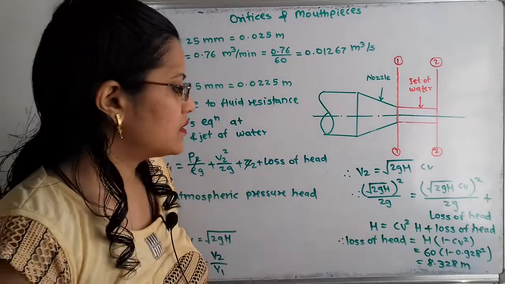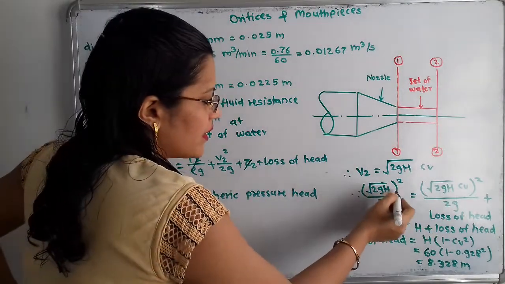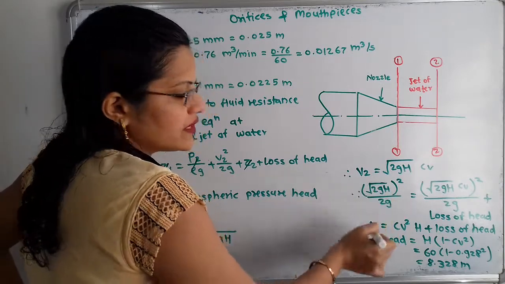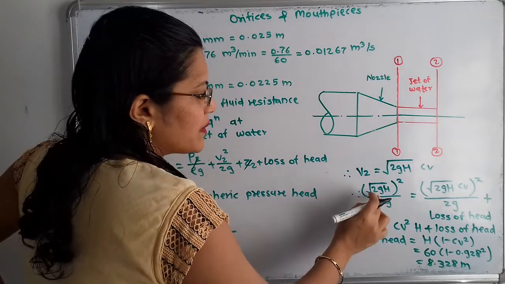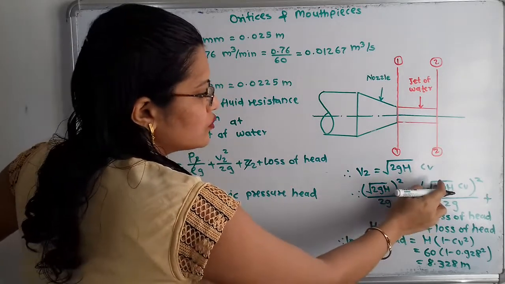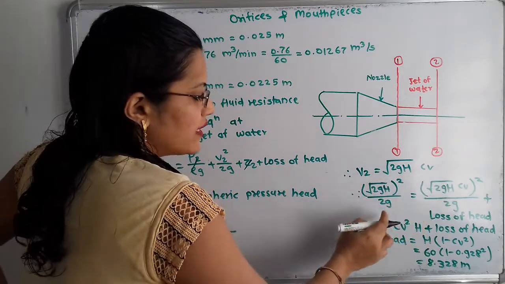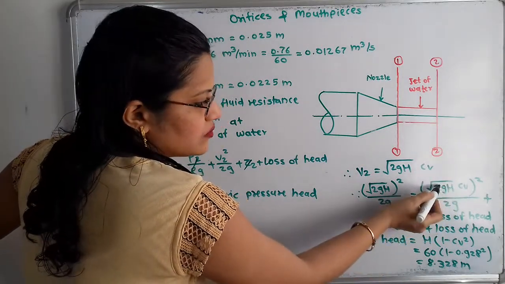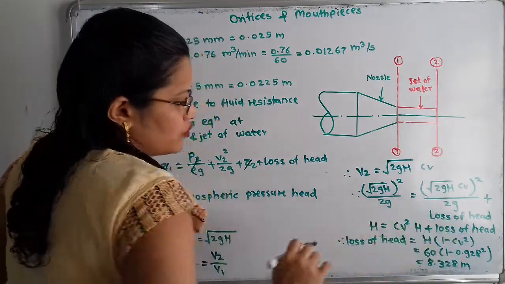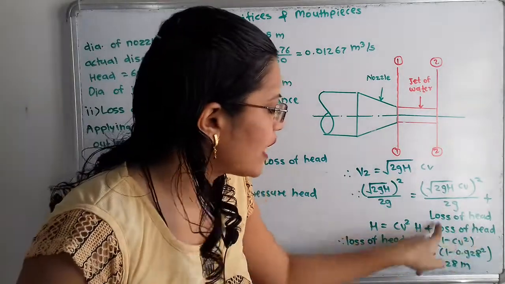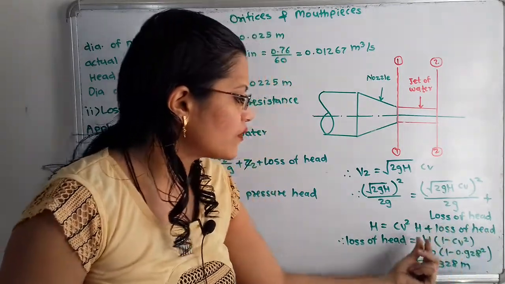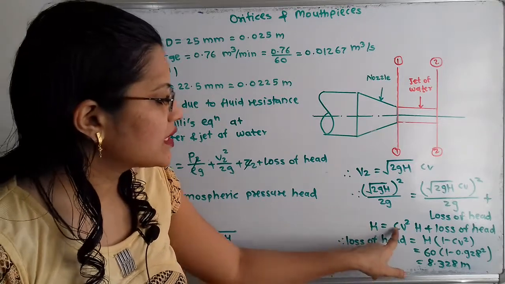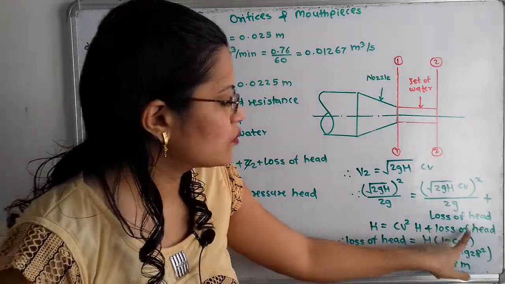Now we will solve this. If I take the square of the under root, it will remain 2gh. Then this 2g is getting cancelled. So here it becomes h is equal to. Here also 2g is getting cancelled. So h is equal to Cv square into h plus loss of head. Now we have to calculate this loss of head. So we take this on one side and all the other terms on the other side. So h minus Cv square h is equal to loss of head.